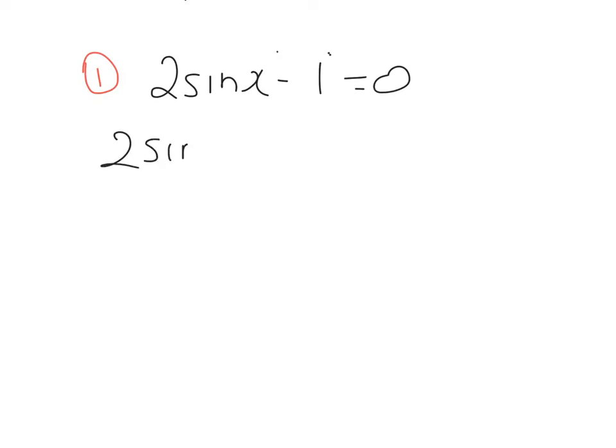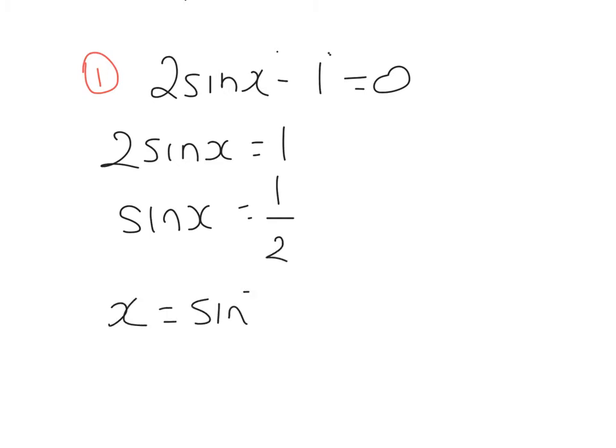Okay, we're now going to look at solving some trig equations. So we're going to start with 2 sine x minus 1 is equal to 0. So we bring the -1 across to get 1, and then bring the 2 down, divide, and we get sin x equals 1 over 2. X equals sin inverse 1 over 2.